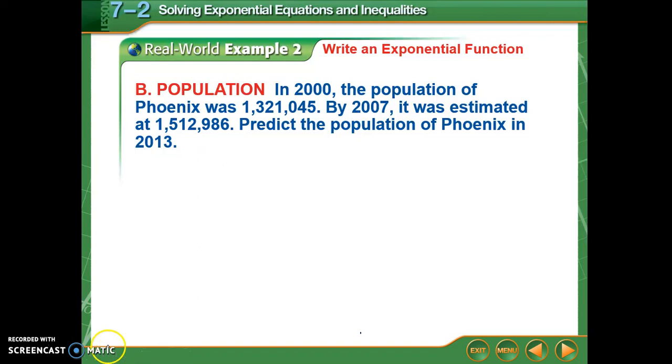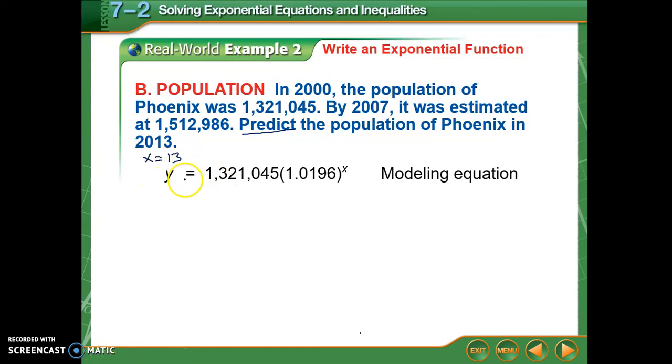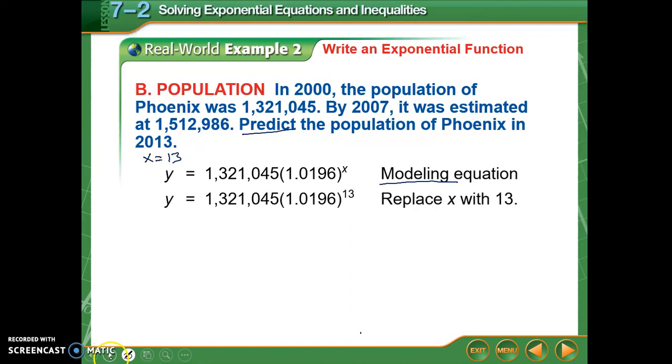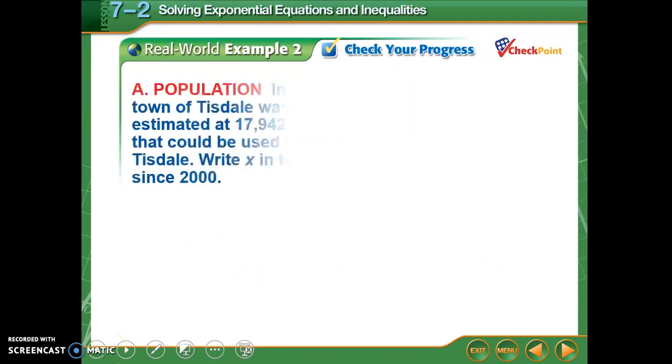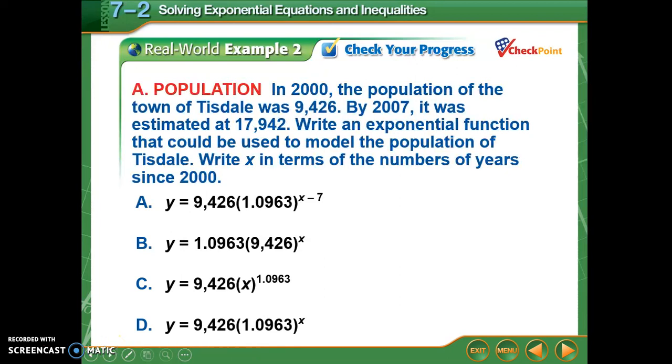So I want you guys to look at part B now. It's asking us to make a prediction based on our model. We're going to predict the population of Phoenix in 2013. Well, remember, x is the number of years since 2000, so in this case, x is going to be 13. Here's the equation I just wrote. This is the model that I wrote based on my information. And I'm just going to plug in 13 for x, and then we'll use a calculator to solve, and I get about 1,700,221 people.